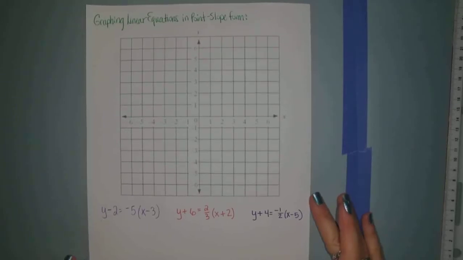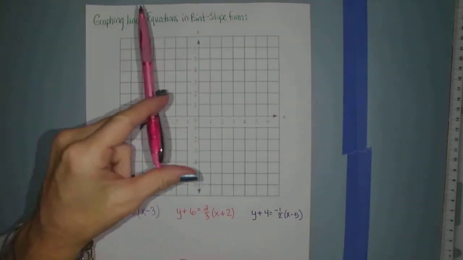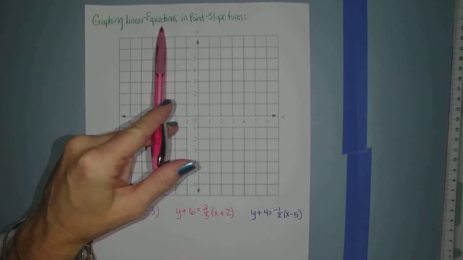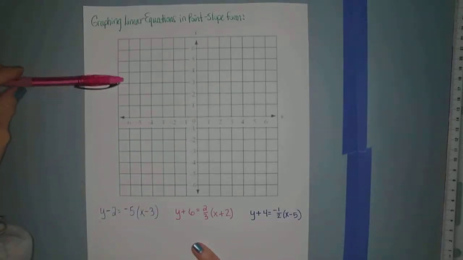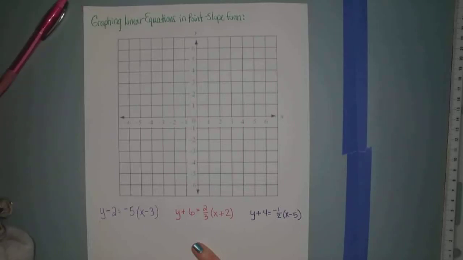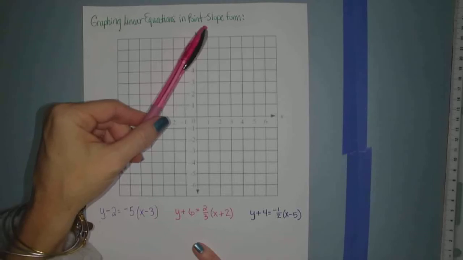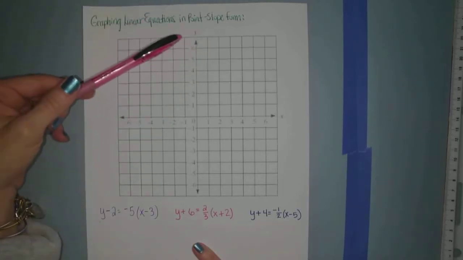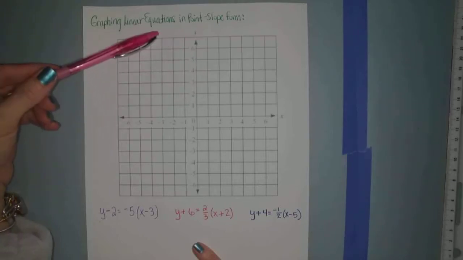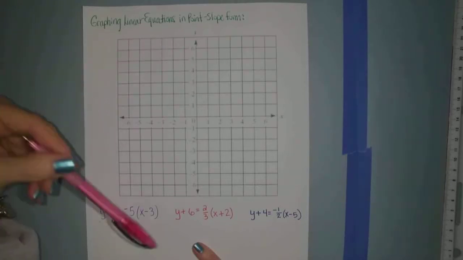Hi, math students, and welcome to your lesson on graphing linear equations in point-slope form. Our last video tackled graphing linear equations in slope-intercept form, which we've mastered by this point. So now we're going to go on to, well, what if our equation is given to us in point-slope form? How can we graph it from there?